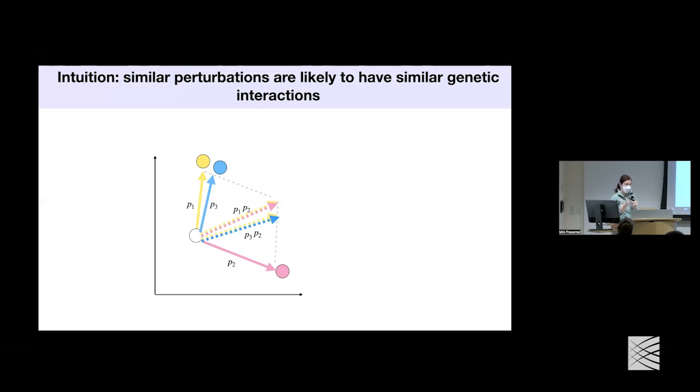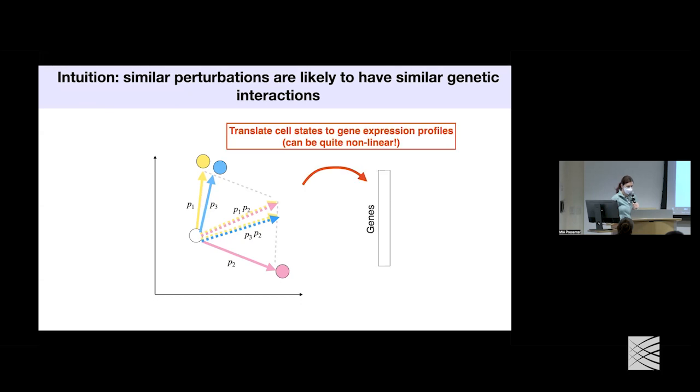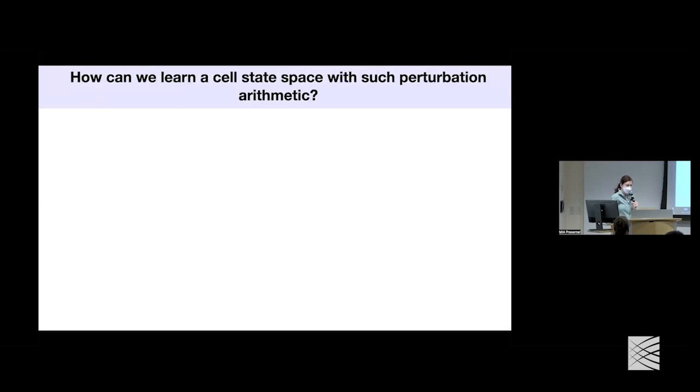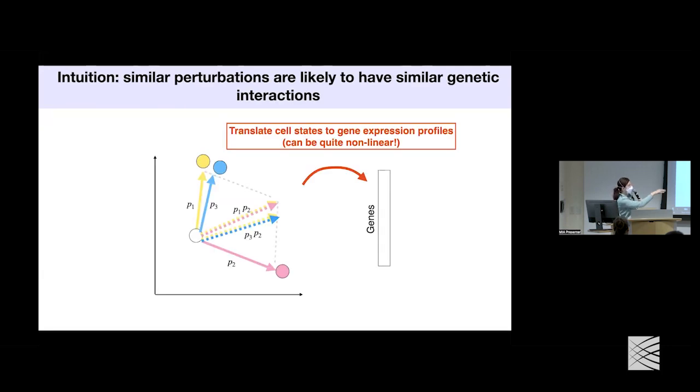And so this type of intuition is what is going to drive the next model that I'm going to talk about. And again, we'll also talk about how to map from this latent space to the actual gene expression profile, which can be quite nonlinear. Okay, so how can we learn this cell state space that also has this super nice mathematical arithmetic situation going on?